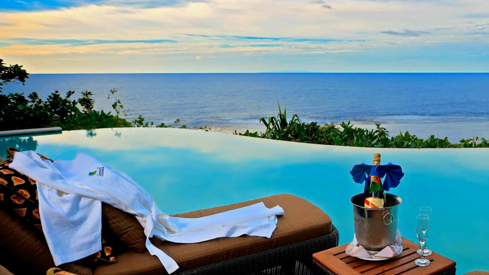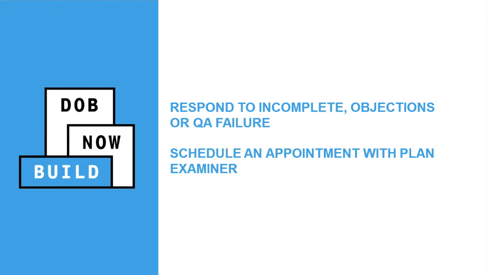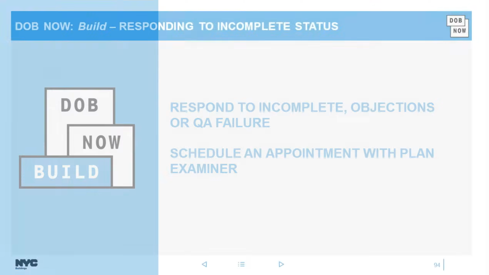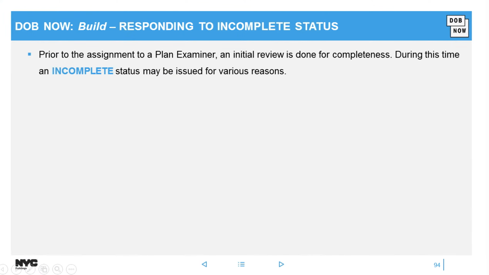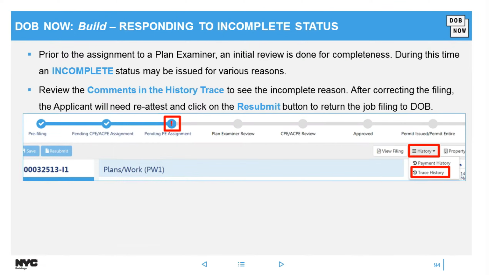So what I'm going to do now, I'm going to go back to the PowerPoint and talk about some other guidelines. So let's continue with responding to incomplete objections or QA failure statuses and scheduling appointment with plan examiners. So you may receive an incomplete status. Let's do QA first. For various reasons, you'll have to click in the comments in history to see the reason. So you would see a red exclamation mark like what I have here.